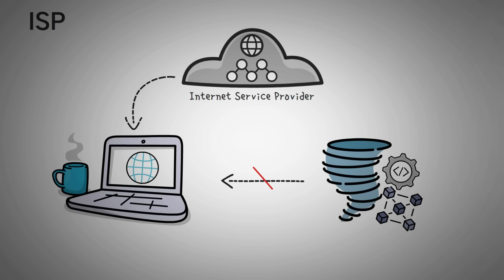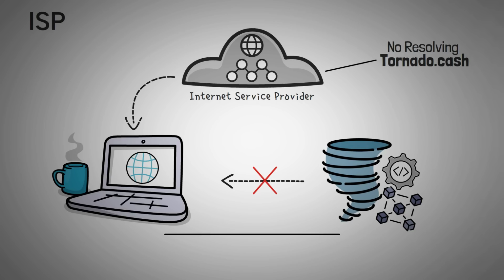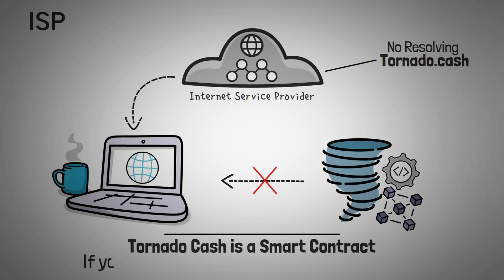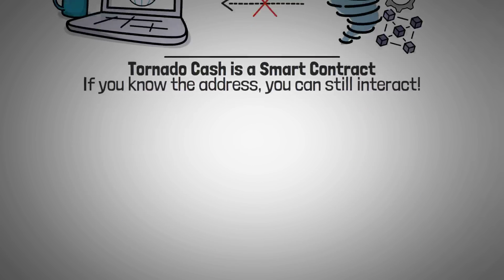They can simply block any Tornado Cash web assets from being delivered to your address. And they can also prevent any DNS domain name lookups from resolving Tornado.cash to an IP address, effectively preventing you from using them. Now, some developers out there might say this simply blocks the user interface to Tornado Cash though. Since Tornado Cash is a smart contract, if you know the contract address, you can still interact with the contract. Let's move on to another topic though.